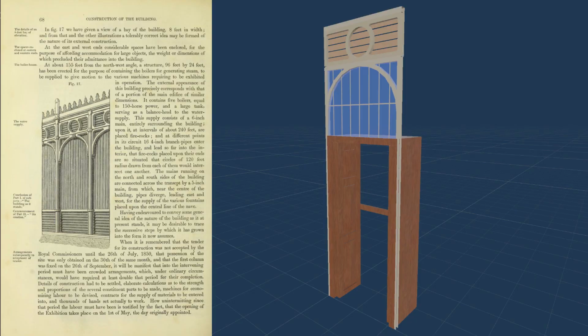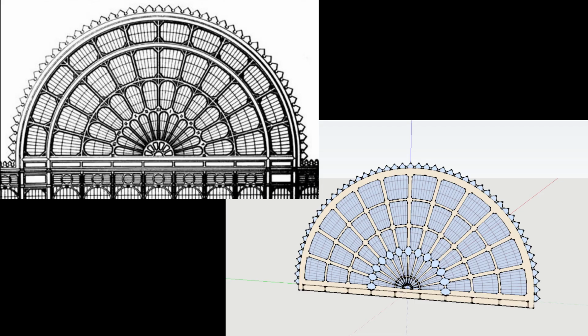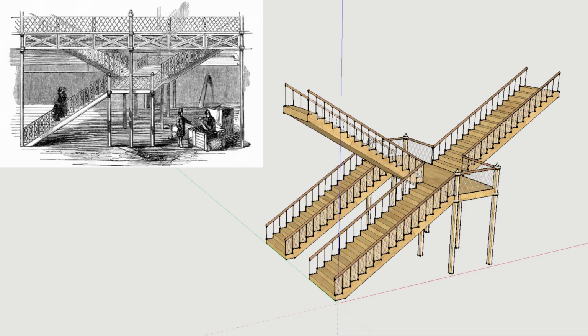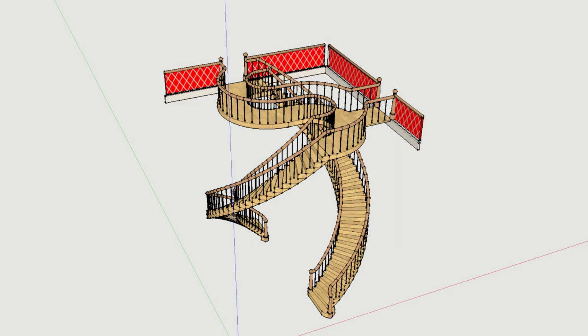Other publications document the curved transept roof, its fascia and the dial of Shepard's electric clock. Then there are the 10 sets of standard double staircases. All of these have been modeled from scratch using the SketchUp 3D modeling tool.